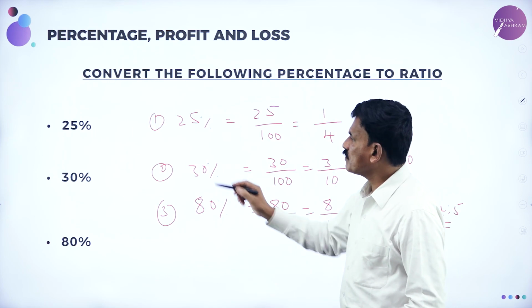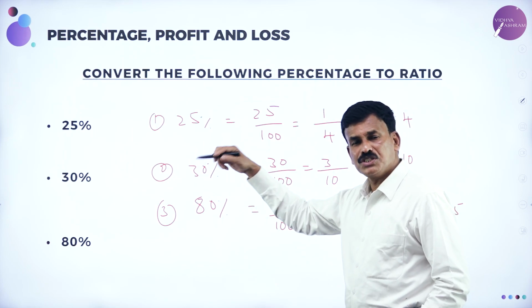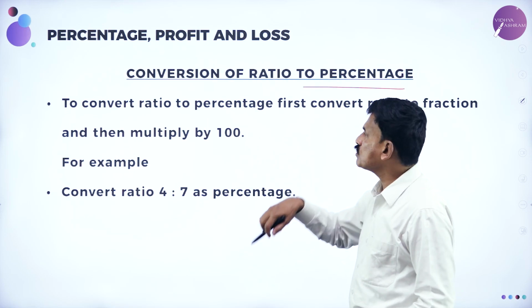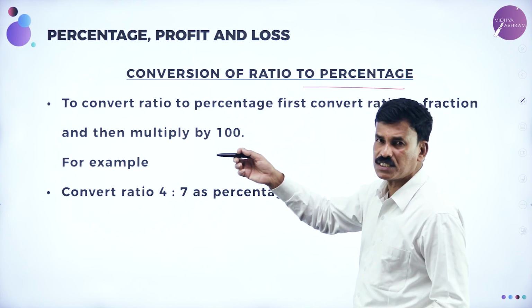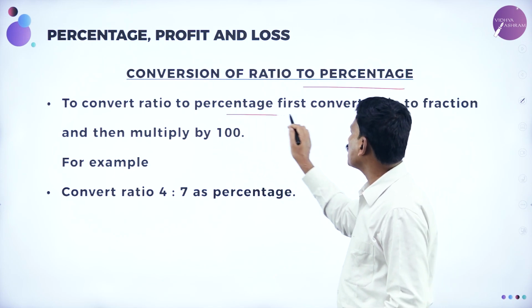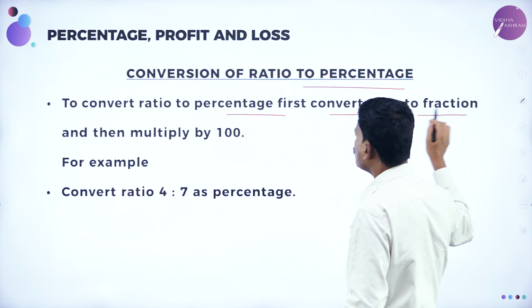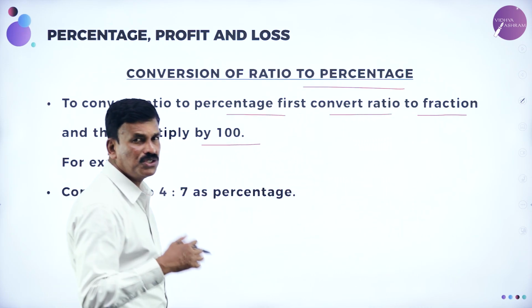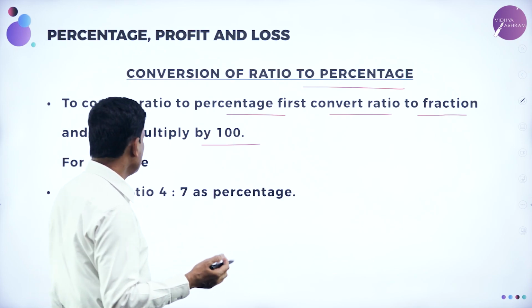Now the reverse. The first one is percentage into ratios. Now this one, ratios into percentage. So how to convert ratios into percentage? To convert the ratio into percentage, first convert the ratio into fraction and then multiply by 100. First convert the ratio into fractions, then multiply by 100.